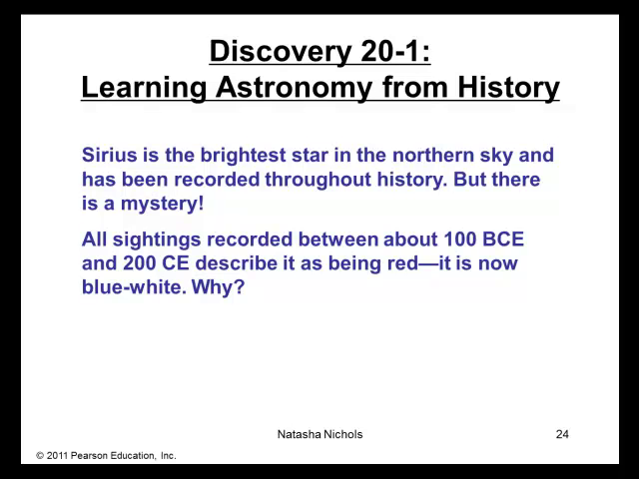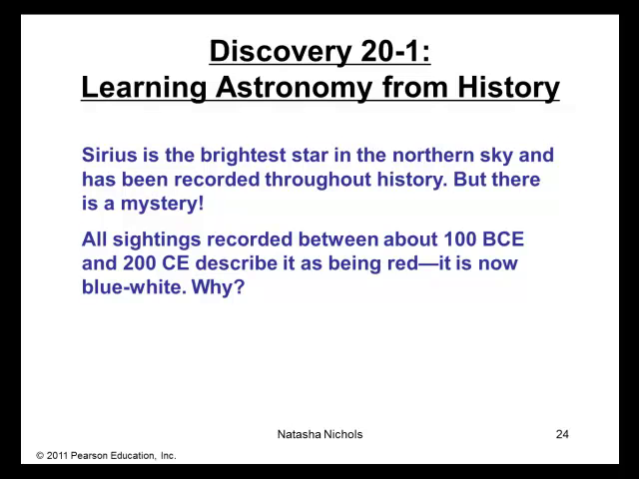Learning astronomy from history. Now, Sirius is the brightest star in the northern sky, so it has been recorded throughout history. So we have a lot of data on this particular star. However, there is a mystery. All sightings recorded between about 100 BC and 200 AD describe it as being red, but now it looks blue-white. So the question is why? What happened?